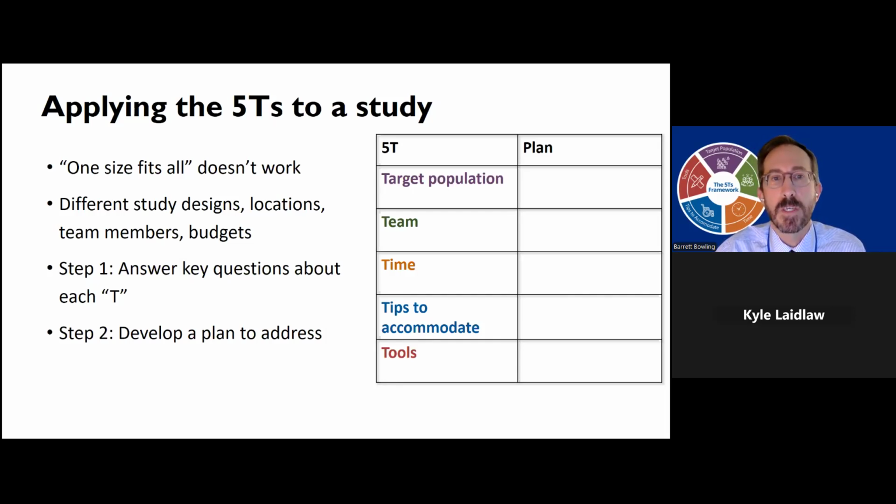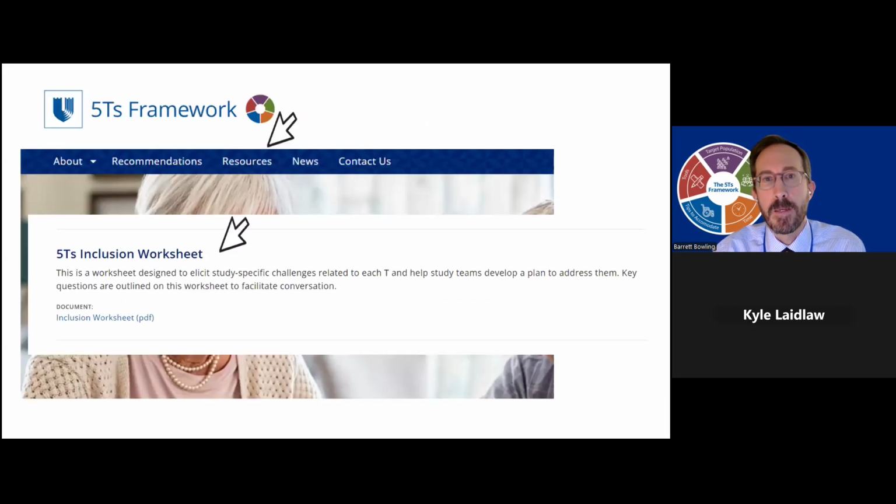The first step is to think about and answer some key questions really relevant to each T, so having the 5 Ts be a starting point or a structure to answer some important questions. Then, with those questions answered, to think about what would be a plan to address them, and what recommendations that are available are most applicable to the challenge that we face. We have a resource on the website that we found is helpful for research teams in structuring these conversations. It's under the resource tab, and we've called it the 5 Ts Inclusion Worksheet.